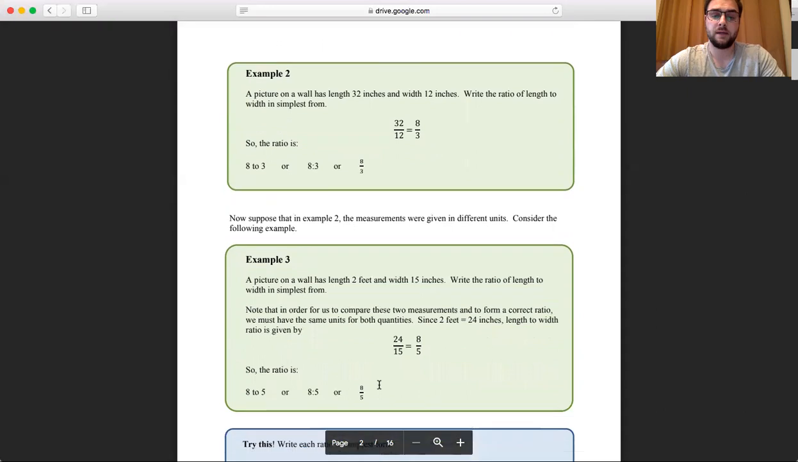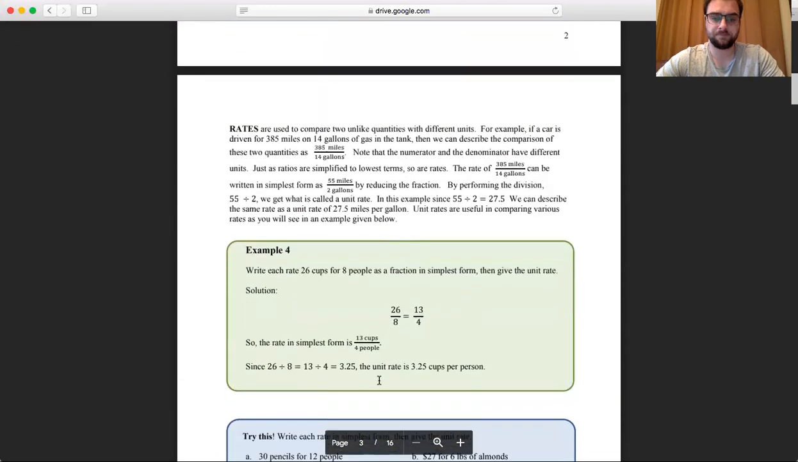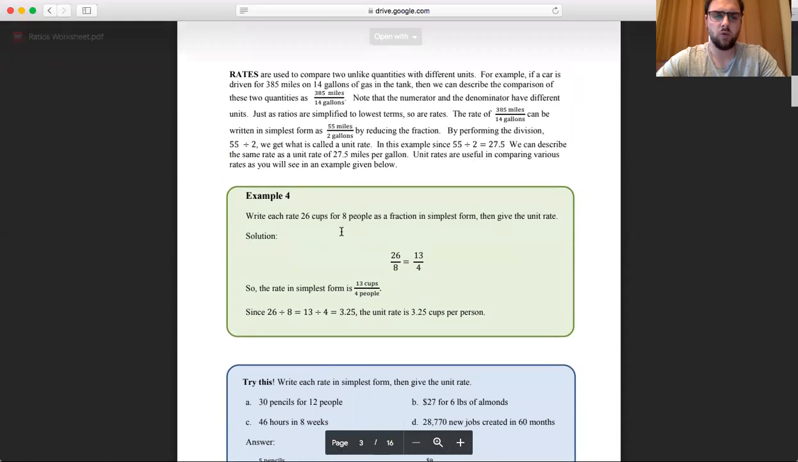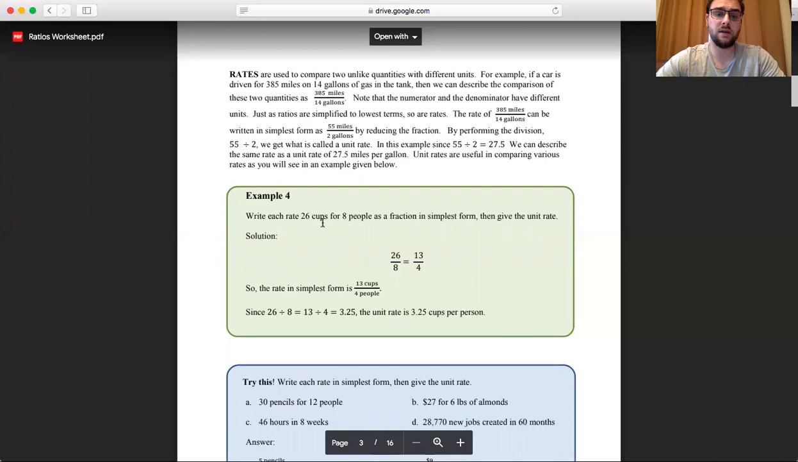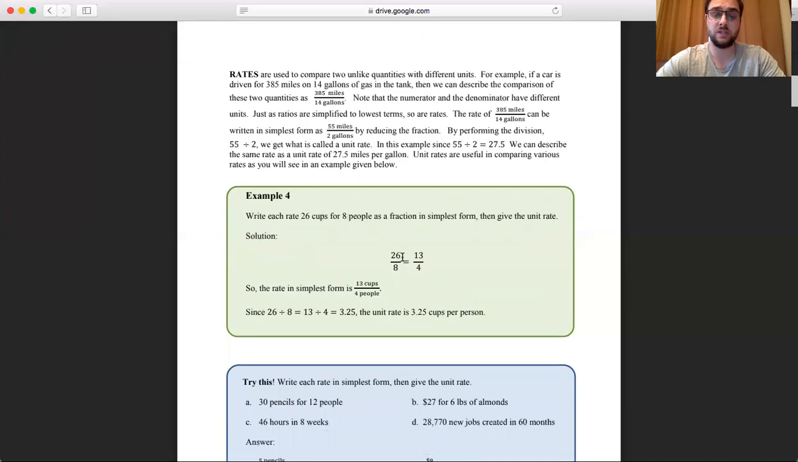Okay. Now, I want to come down here a little bit more to show you something. It says, write each rate 26 cups for 8 people as a fraction in simplest form, then give the unit rate. Now, we talked about unit rate once again earlier this year. So if you look down, it says 26 cups for 8 people. So we know that's 26 over 8. Now we have to simplify that, which we did here to get 13 over 4. So the rate in simplest form is 13 cups for every 4 people. So since 26 divided by 8 equals 13, 13 divided by 4 equals 3.25, the unit rate would be 3.25 cups per person.